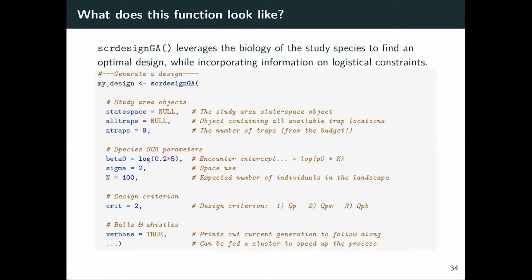This is what the function looks like using the algorithm. So it leverages the biology of the study species to find an optimal design while incorporating information on logistical constraints. So what we see here, there are the study area objects that you put in, the species SCR parameters, and design criterion, and then some extra bells and whistles that help with the process along the way.